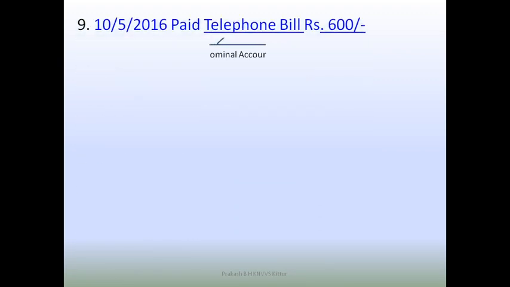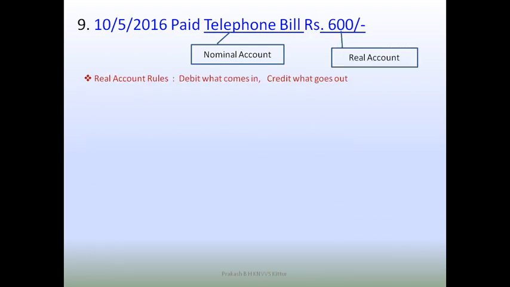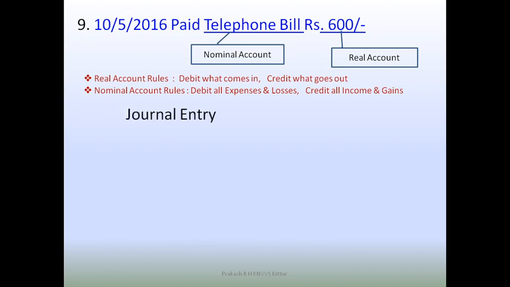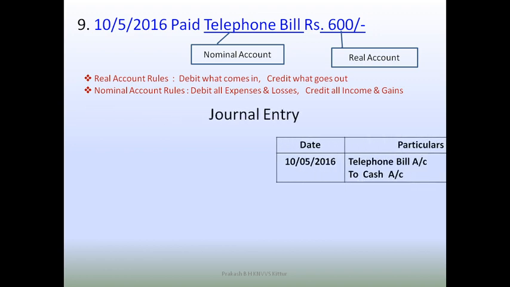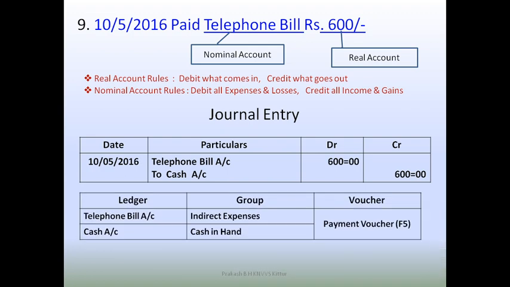The ninth transaction, 10/5/2016: paid telephone bill Rs 600. So the company paid the telephone bill. The telephone bill is a nominal account because it is an expense for the company. And the Rs 600 we paid, the cash, is a real account.